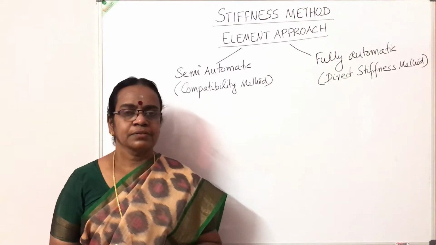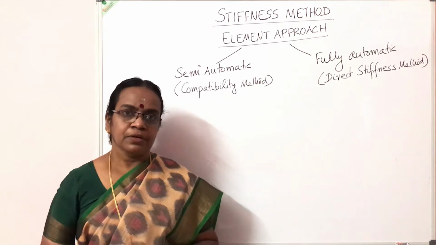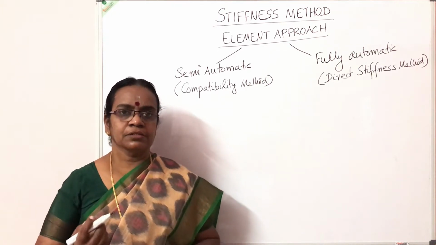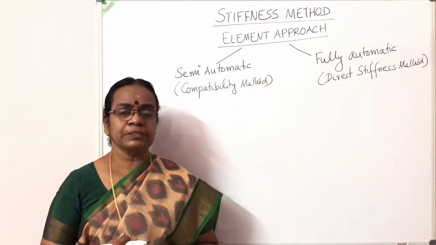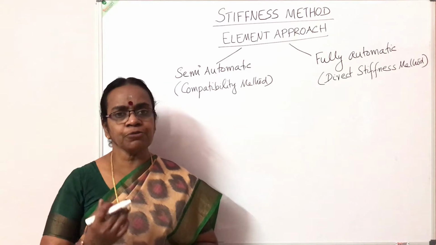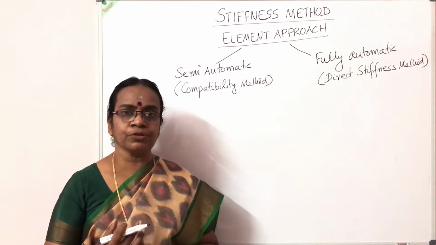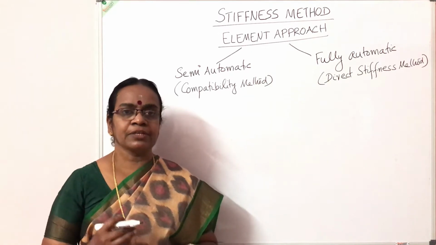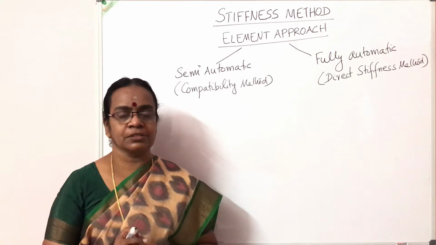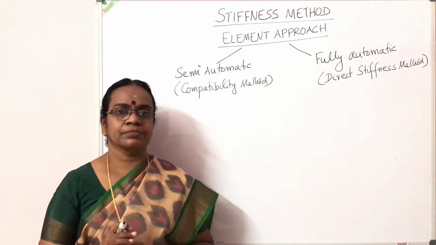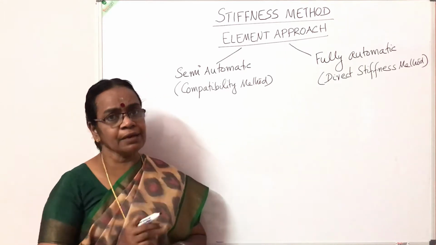Good morning. So we are going to start with the element approach of the stiffness method. In the previous video, we have seen what is stiffness influence coefficient, and based on the principles of stiffness influence coefficient, how to arrive at the stiffness matrix for structures, and that is called the physical approach or the structure approach. And when the number of degrees of freedom becomes very large, the physical approach is not easy. Hence, for large degree of freedom structures, we will go for element approach.